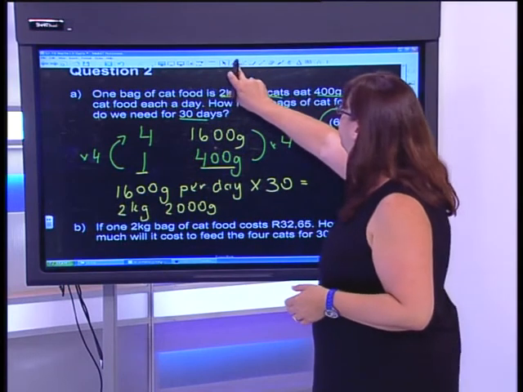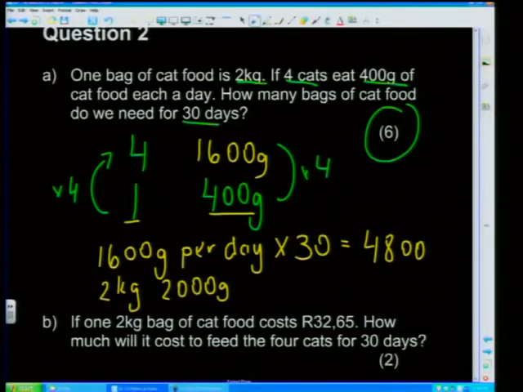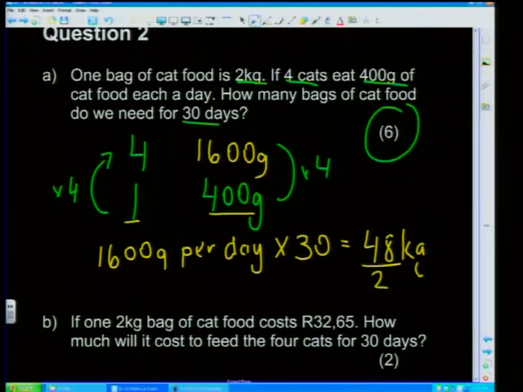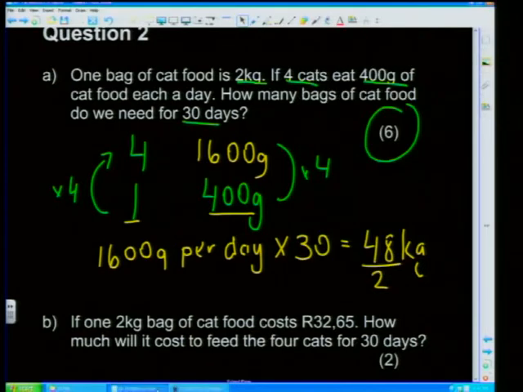So we need 48,000 grams for the month. I'm going to actually convert that to kilograms. I'm going to divide by 1,000 and get rid of my zeros. I need 48 kilograms. If 1 bag is 2 kilograms, let's keep that as 2 kilograms. I can divide that by 2 to see how many bags I need. Let's go back into our calculator. We can just divide that by 1,000 to get the kilograms, and divide by 2, we see that it's 24 bags are needed for the cats. So we need 24 bags.